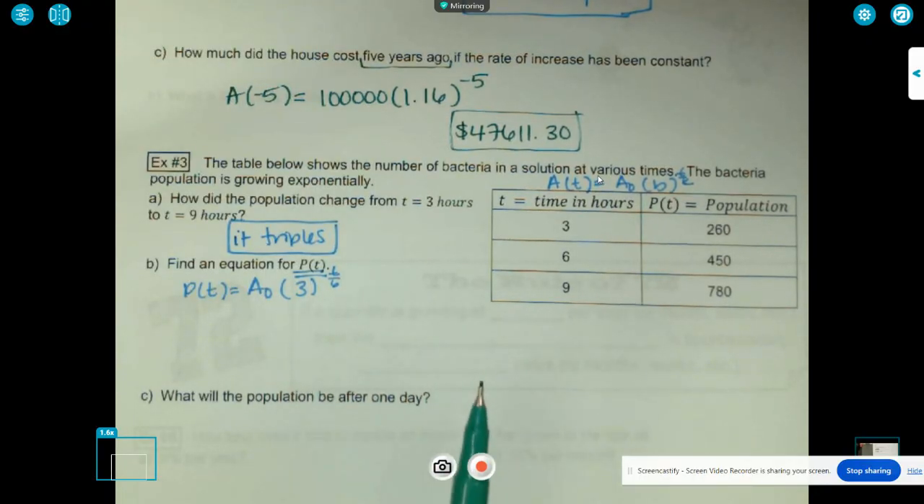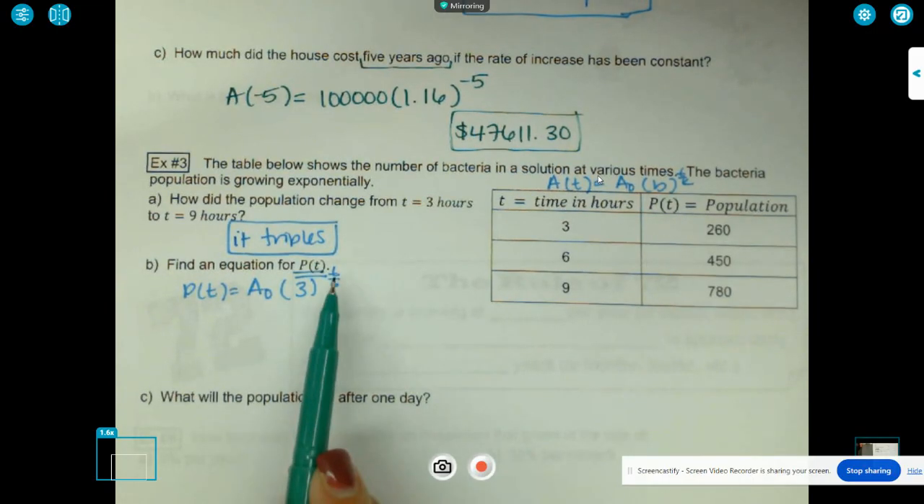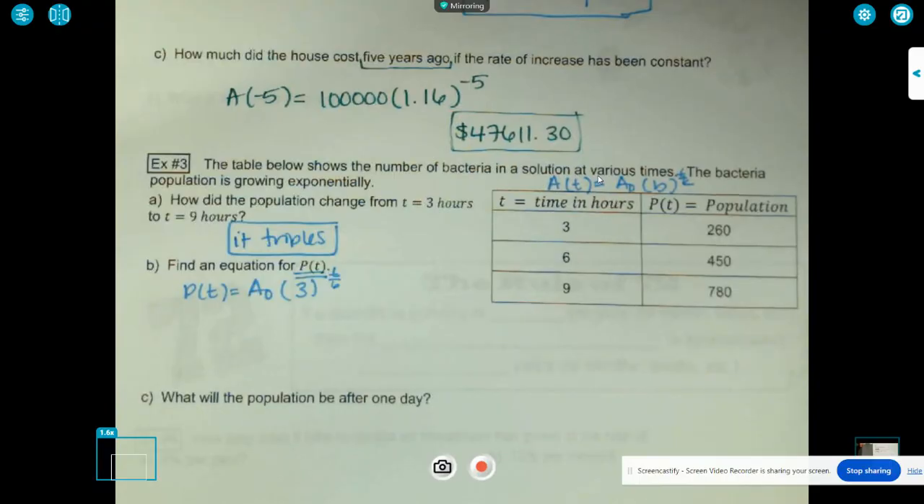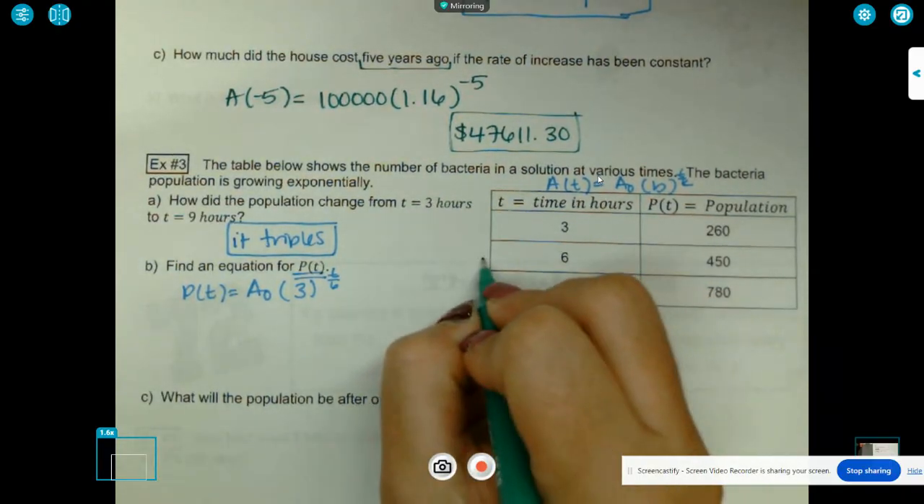Okay? I'm going to pick a certain one. Anybody want to guess which one I'm going to pick? Why am I going to pick the second one? Because my time, what is my time? 6. If I put 6 right here, what happens to 6 over 6? Now I don't have an exponent. Okay, so that makes life a little easier. So I'm going to pick this one.